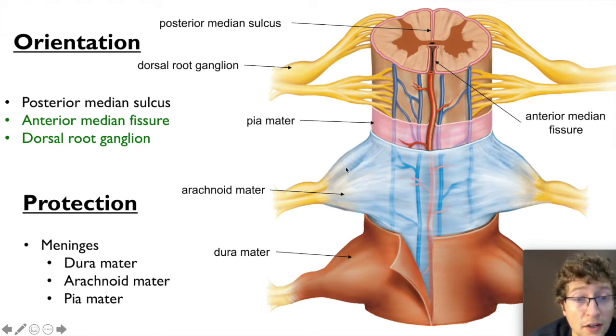The middle layer is called the arachnoid mater. So this is more of a web-like meninge. Kind of looks like a spider web, thus the name arachnoid. Then the final layer, which is directly hugging the spinal cord, is the pia mater, which translates to soft meninge or soft mother. So the pia mater is directly in contact with the spinal cord. Then we have the arachnoid mater. Then we have the dura mater.